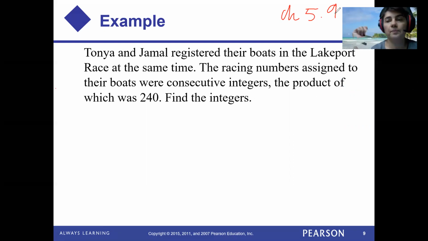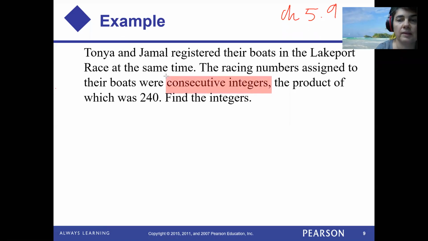You can read it. It's arrays and they have numbers assigned to them. The numbers are consecutive integers. Okay. And the product of those numbers was 240. So integers could be positive or negative. In this case, we're looking for positive numbers because these are like labels. I've never seen a negative number, negative 36, for example. So it makes sense that our integers will be positive when we get them.